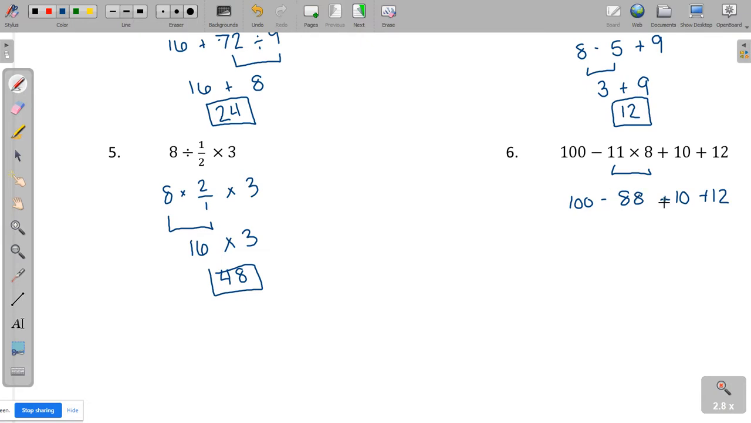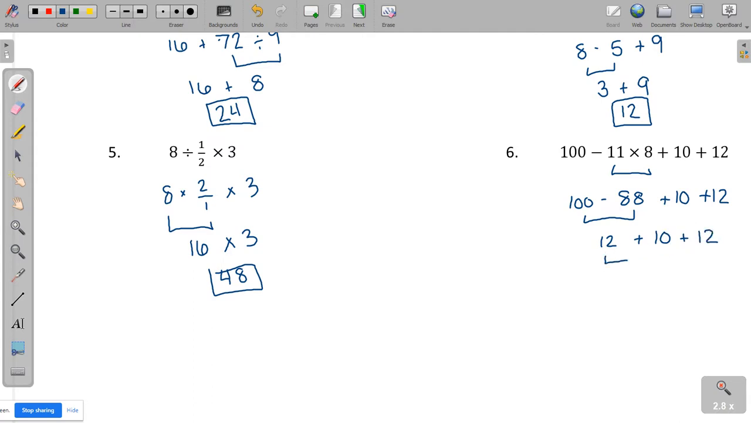So we have subtraction and addition. For addition and subtraction, we go from left to right. So we're going to subtract. 100 minus 88 gives us 12. Bring down everything else.